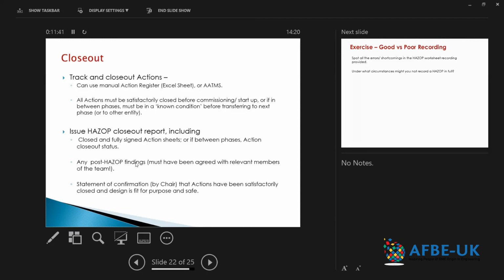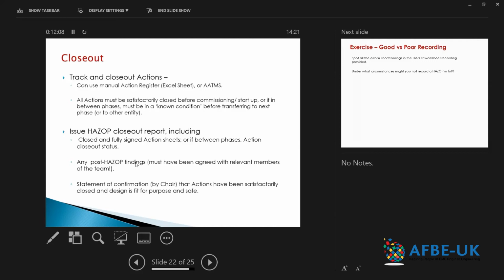So after all of that is done, actions are closed out. You issue the HAZOP closeout report, which must obviously have the fully signed action sheets. Or if it's between phases, you have the action closeout status, stating what actions are closed and what actions are outstanding. So that the next person, the next entity, in fact, it could be a different company entirely during the next phase of the project, knows how to pick things up from there.